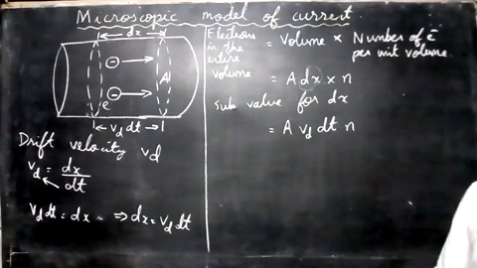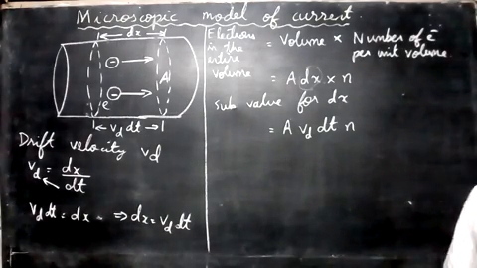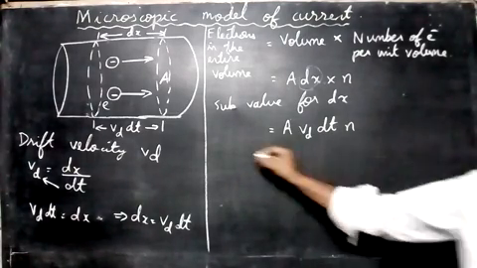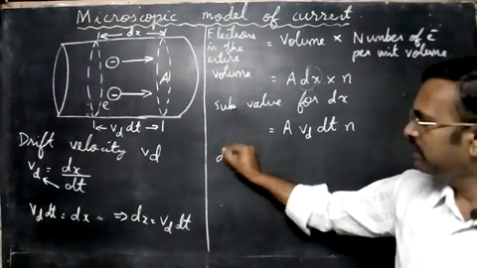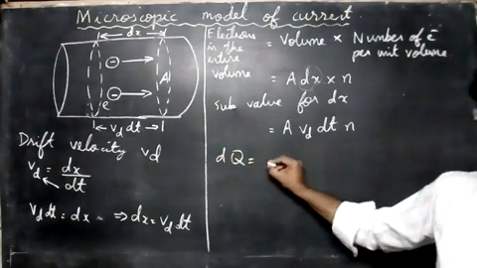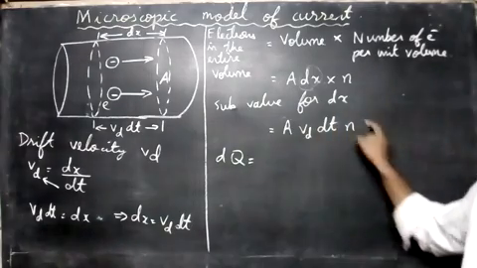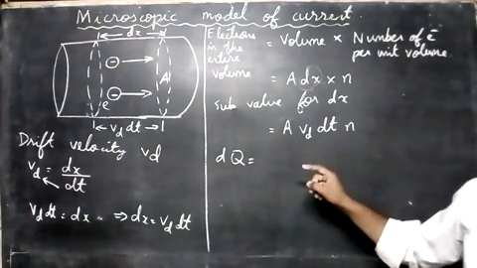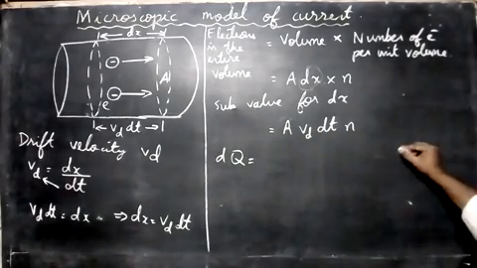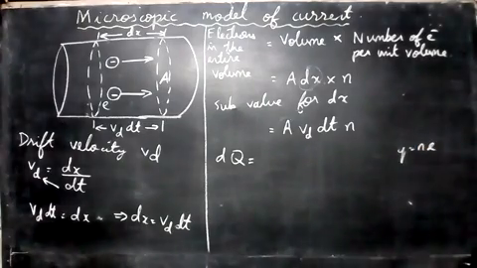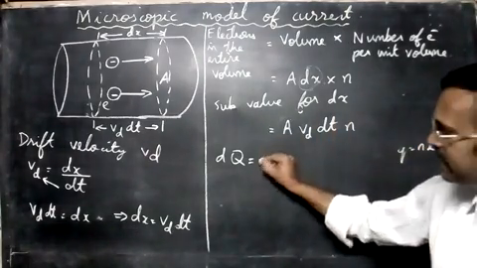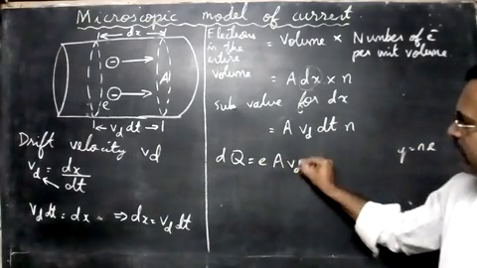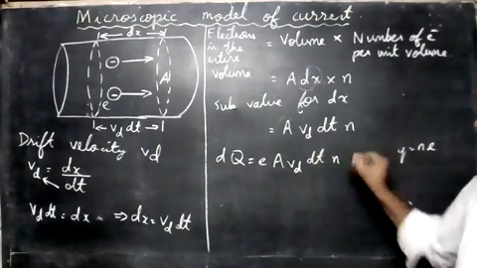Now we will see the total charge flowing. The total charge will be the number of electrons times the electronic charge. This is just a number only. Now we must get the charge. We know the charge formula, q is equal to ne. So now we have n, multiply by e. I'll write e in front. So dq is equal to e into A into Vd into dt into n.